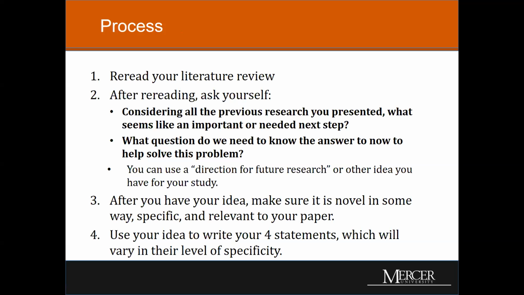It just needs to be relevant to your literature review. It needs to be novel. It needs to be specific. What are you going to look at? Specific independent and dependent variables. And then once you have that general idea, you can just use that idea and write these 4 sentences that you need.